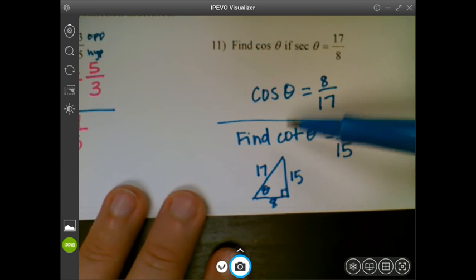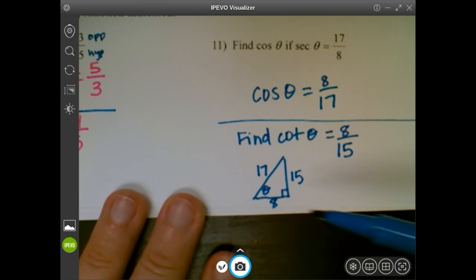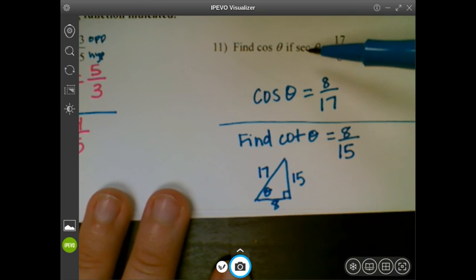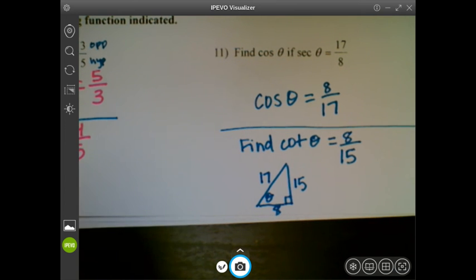So if you're ever not sure, you can always draw yourself a triangle and do the calculations there. But sometimes they are the reciprocals of each other. And if they are, then you're good to just flip that over and keep on moving.